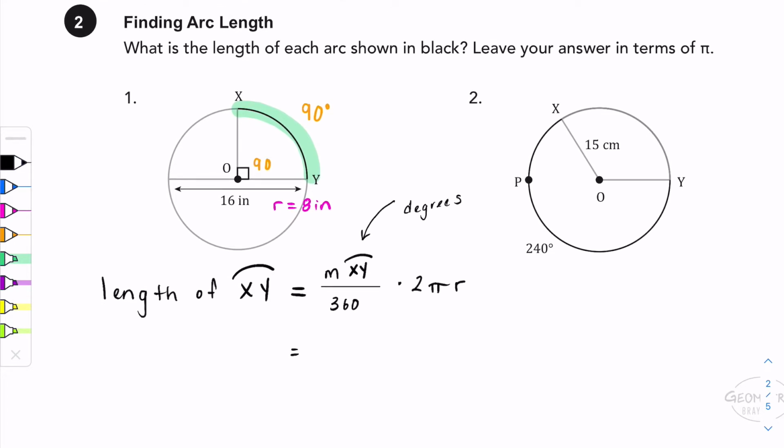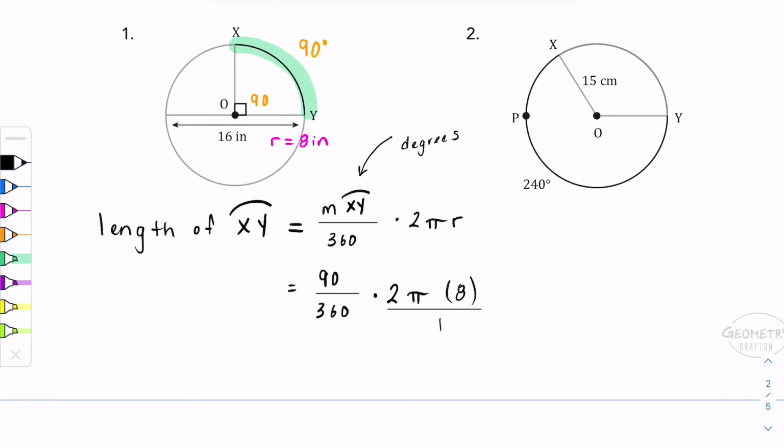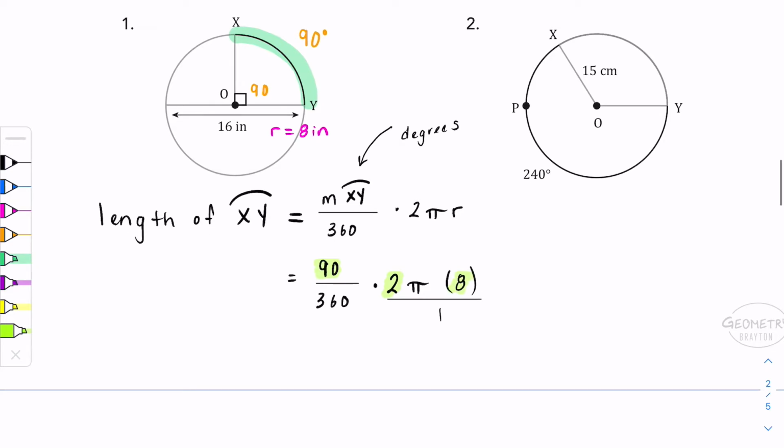When I simplify this, I substitute in 90 degrees for the measure of XY divided by 360 multiplied by 2 times pi times 8. Now remember that technically this second part is over 1. It's a fraction over 1. So when you multiply everything together, you multiply all of your numerators and then you multiply your denominators. As far as the numerator goes, I can multiply 90 times 2 times 8. I'm going to leave pi in the form of pi.